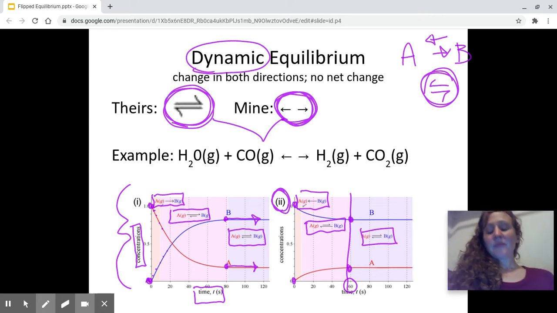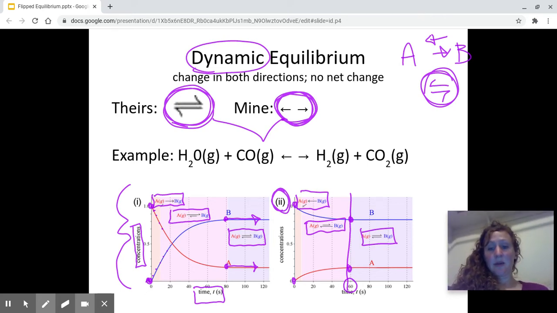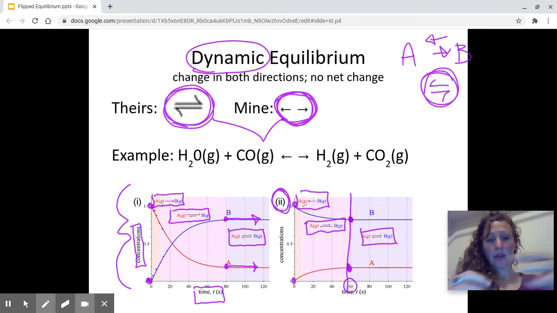Second of all, notice that the amount of B and amount of A we end with are still the same. So no matter what we start with, whether we start with all A and eventually form B, or we start with all B and eventually form A, if we change nothing else about the reaction, right? We don't change the temperature, we don't change the pressure, we just change the concentration of our initial amounts. Notice the exact same amount of B and A is going to form.